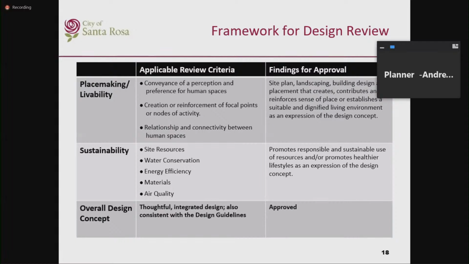Additionally, the framework would look at placemaking and livability, and it seeks findings related to the site plan, landscaping, building design, or the placement that would create, contribute, or reinforce a sense of place, but then also establish a suitable and dignified living environment, which would express the design concept. Finally, under sustainability, we are to find that it promotes responsible and sustainable use of resources and promotes a healthier lifestyle. And then finally, the overall design concept is a thoughtfully integrated design that is consistent with the applicable design guidelines.